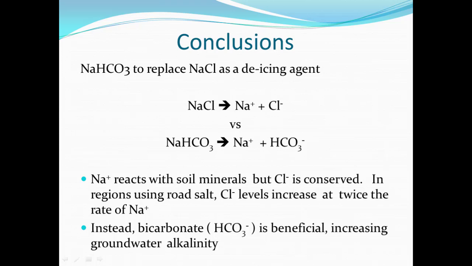If we instead used sodium bicarbonate, basically baking soda, from this desalination process, the bicarbonate anion, as opposed to chloride, if you dissolve baking soda, you get sodium and bicarbonate, is beneficial. It increases groundwater alkalinity, particularly in groundwater areas that are impacted by acid precipitation or perhaps acid mine drainage. Bicarbonate can be used to neutralize that acid, increase the alkalinity of the groundwater, which is definitely a beneficial thing.